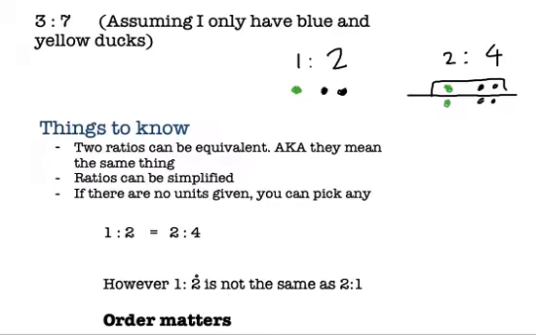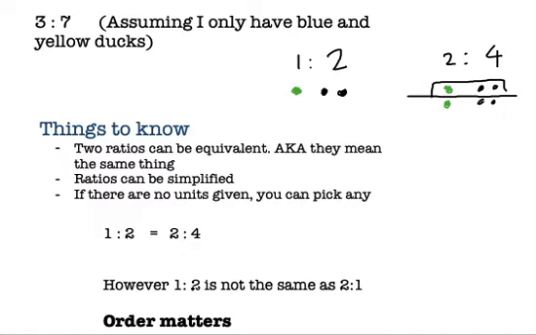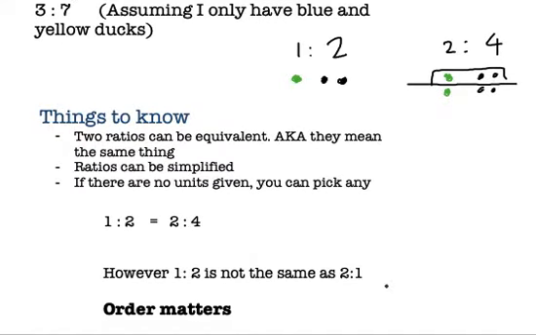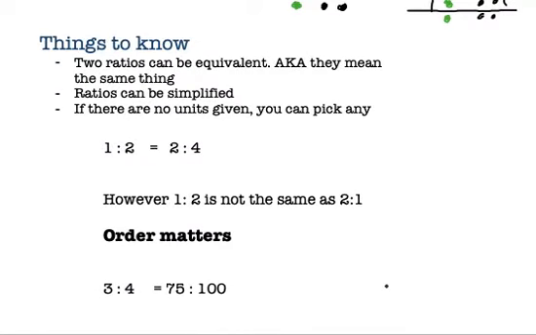But like I said before, order matters, okay? So 1 to 2 is not the same as 2 to 1, okay? I could be comparing 1 green to 2 blacks here. This one compares 2 blacks to 1 green. So in there, order matters, okay? Now, if we have no units given for our ratio, we can choose what units we want. Okay, so here's another example of a simplified ratio. So 75 to 100 and 3 to 4.